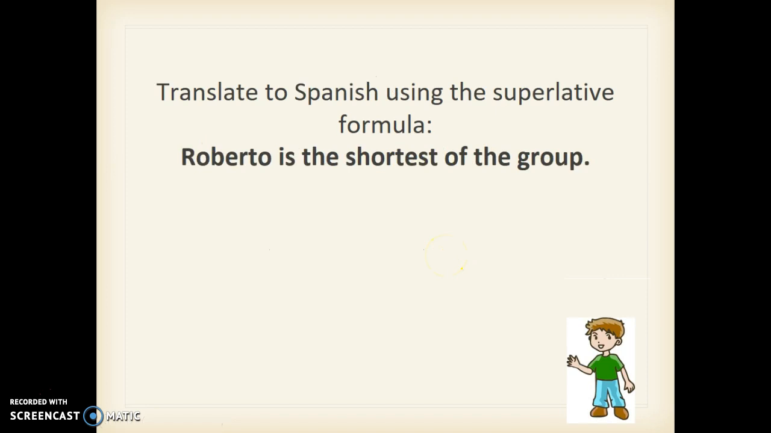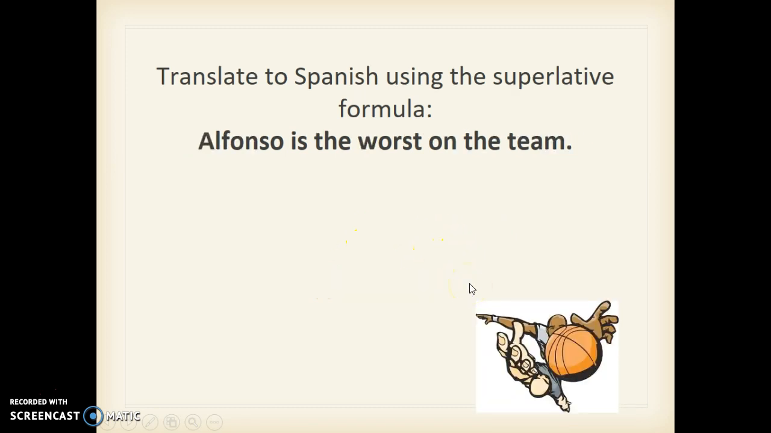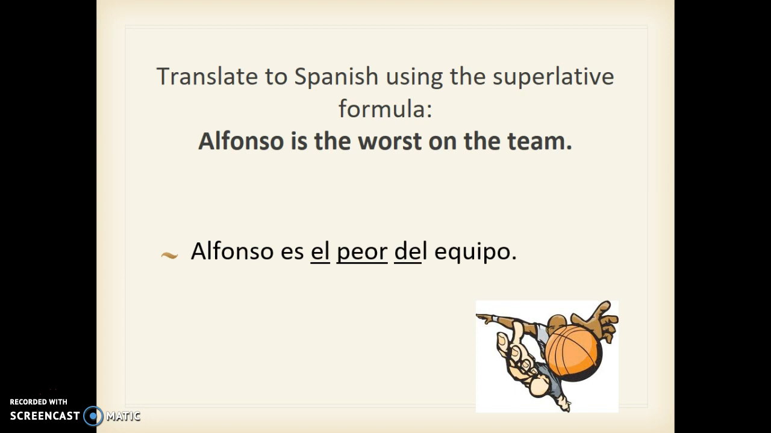Roberto is the shortest of the group. Roberto es el más bajo del grupo. So again, we need a definite article, más or menos, adjective, de. Alfonso is the worst on the team. Poor Alfonso. Alfonso es el peor del equipo. He's the worst. So remember, whenever you see worst, best, older, or younger, the formula changes a little bit, but only with those four. Those are the four exceptions.